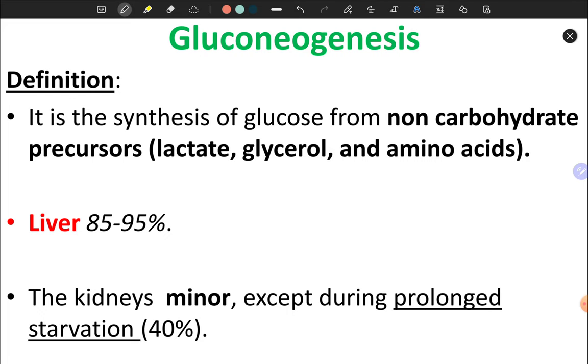So what is gluconeogenesis? As you said, it's the synthesis of glucose from non-carbohydrate precursors like lactate, glycerol, and amino acids. The liver carries out the majority of gluconeogenesis, 85 to 95%. The kidney has a minor role, except during prolonged starvation, when the kidney also plays a major role, about 40% of gluconeogenesis.